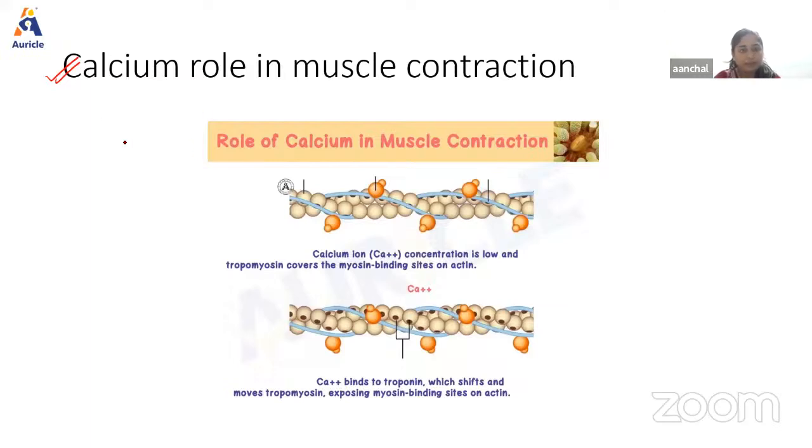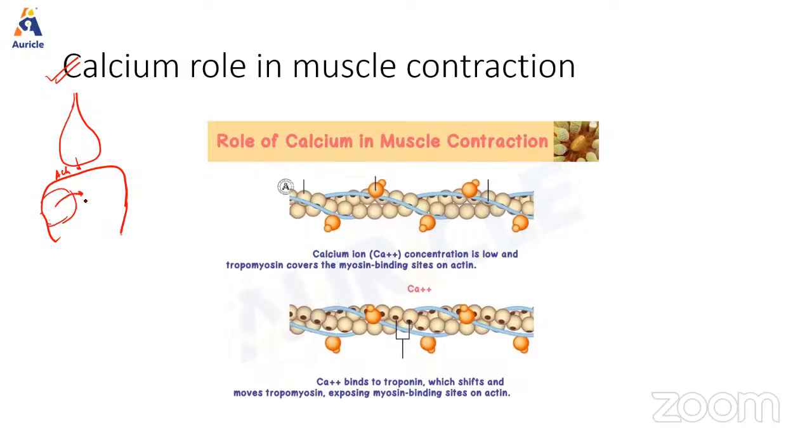So, what happens? Suppose this is the nerve, and here we have the muscle. Whenever the action potential reaches the nerve, it will cause the release of acetylcholine, and the calcium which is stored inside the endoplasmic reticulum will get out, and there will be flow of calcium into the sarcoplasm. Okay, so this is how the mechanism will run.